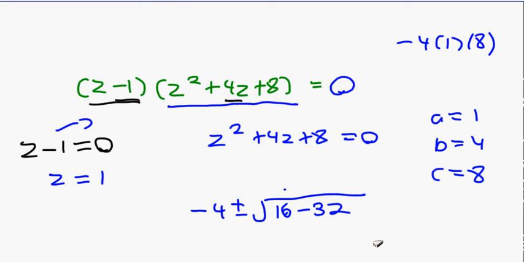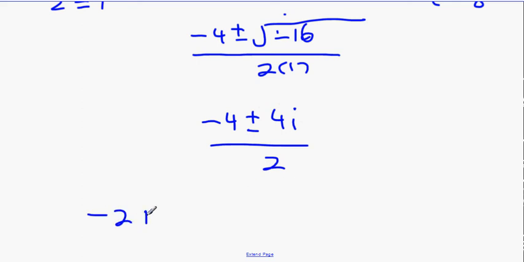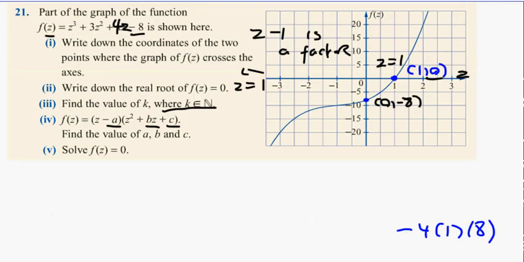16 minus 32 is the square root of minus 16. And then that's going to be all over 2 times 1. As we all know already, the square root of minus 16 is 4i, so minus 4 plus or minus 4i all over 2. And then it's going to be minus 2 plus 2i, or minus 2 minus 2i. And they're the other two values of z. Okay, so minus 2 plus 2i, and minus 2 minus 2i.